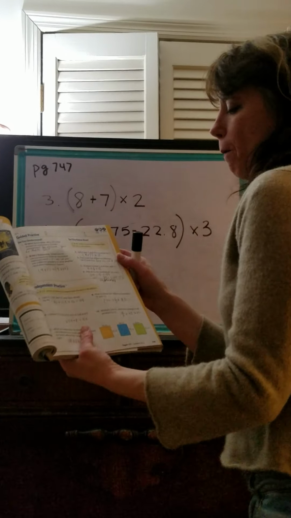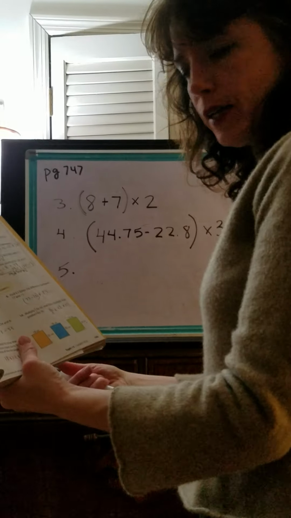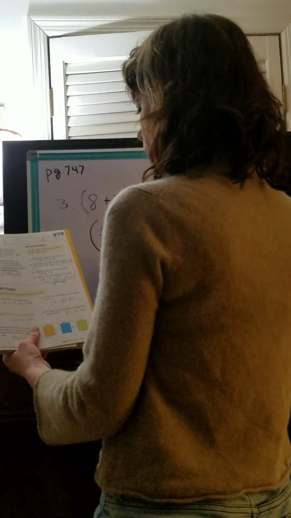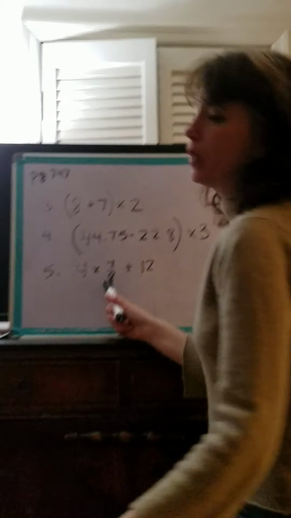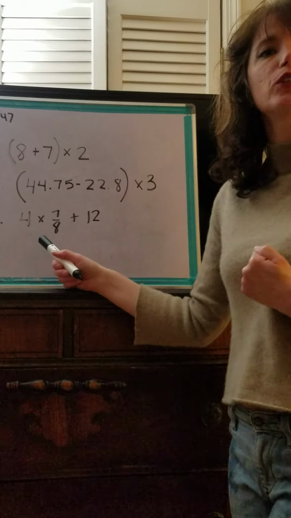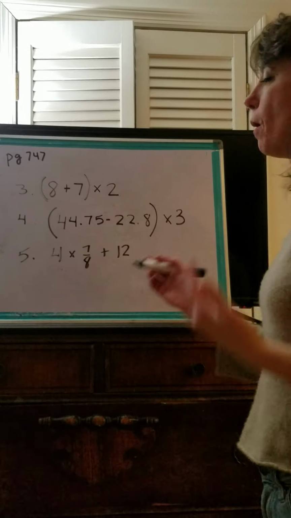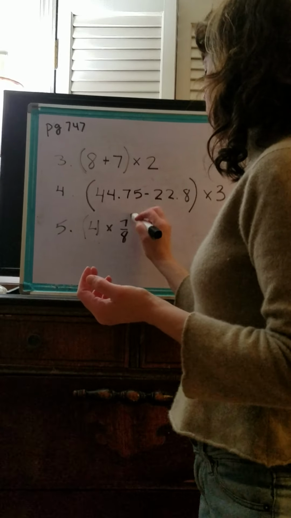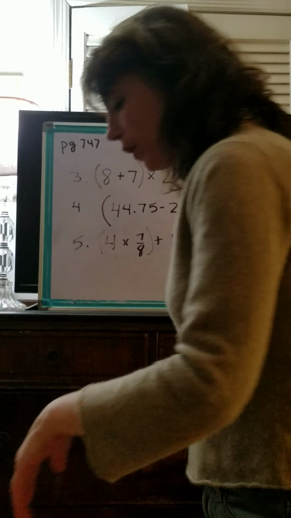Okay, let's look at number 5. Multiply 4 times 7/8 and then add 12. Now this one's super easy because order of operations says you have to do multiplication first anyway. So to correctly solve this, you would begin with this anyway. But just to be sure, if you wanted to, you can always add those parentheses just to make sure. It won't be wrong. Both ways are right.